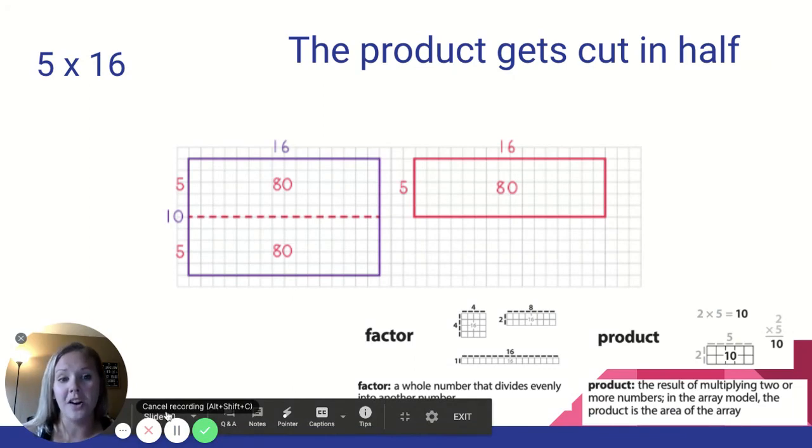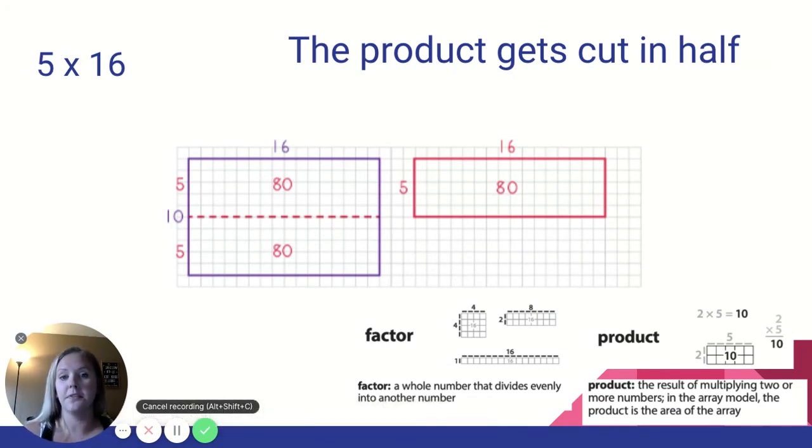The answer will also get cut in half. So the same type of thing happens. If the factor doubles, the product doubles. If the factor is halved, the product, the answer, is also cut in half.